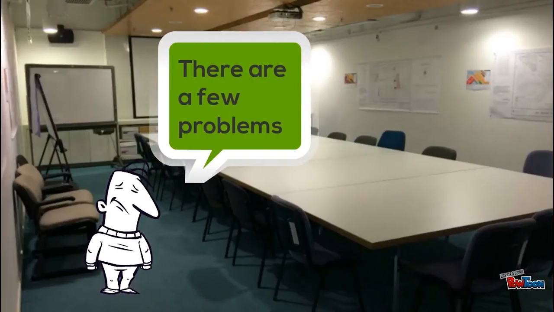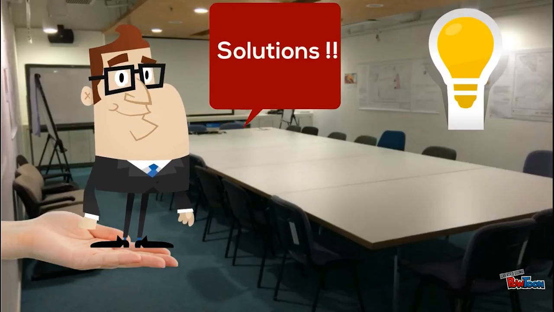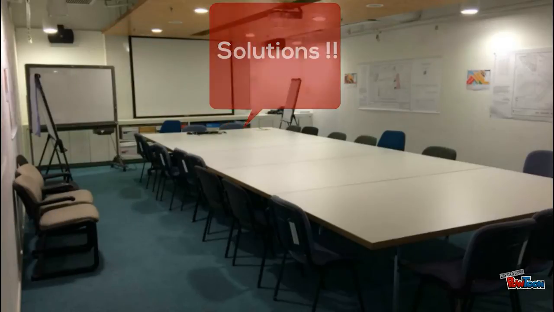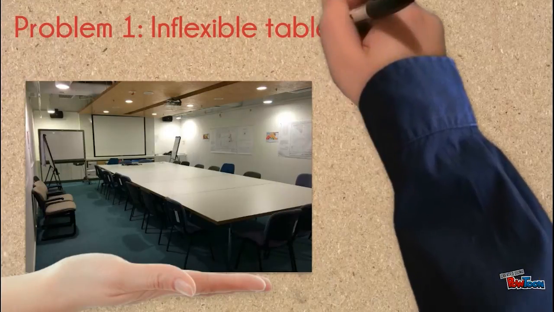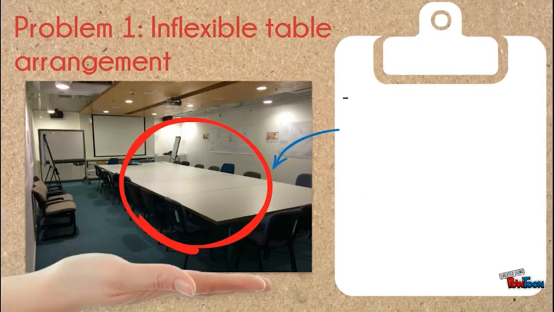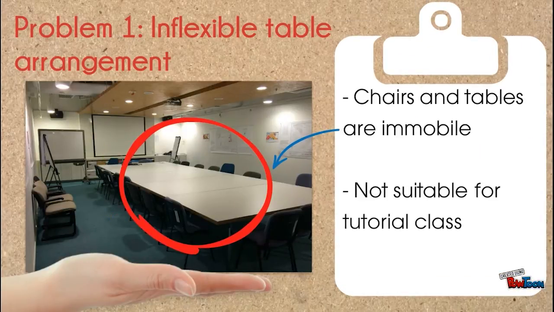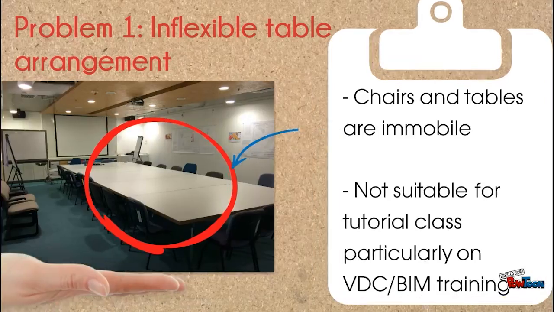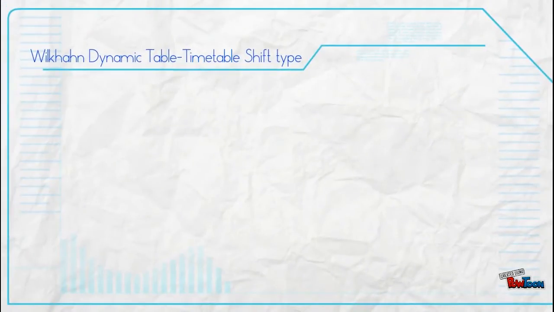There are a few problems in our iRoom and we have some proposed solutions to deal with them. The first problem is the inflexible table arrangement. The chairs and tables are not movable. It is not suitable for tutorial class, particularly on VDC or BIM training. Therefore, it is proposed to buy new chairs and tables so as to provide a flexible seating arrangement.